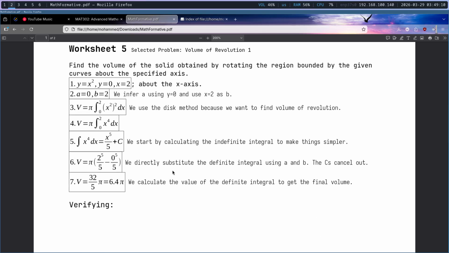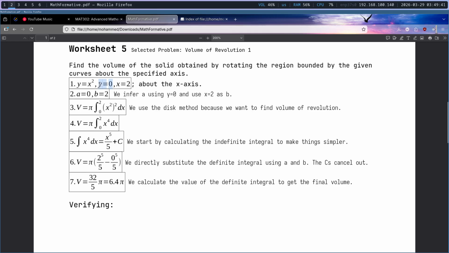Now here is worksheet 5. In worksheet 5, I selected the volume of revolution, problem 1, and what it asks is: find the volume of the solid obtained by rotating the region bounded by the given curves about the specified axis. So we have y equal to x squared, starting at y equals 0 and ending at x equal to 2, and we're doing that about the x-axis.